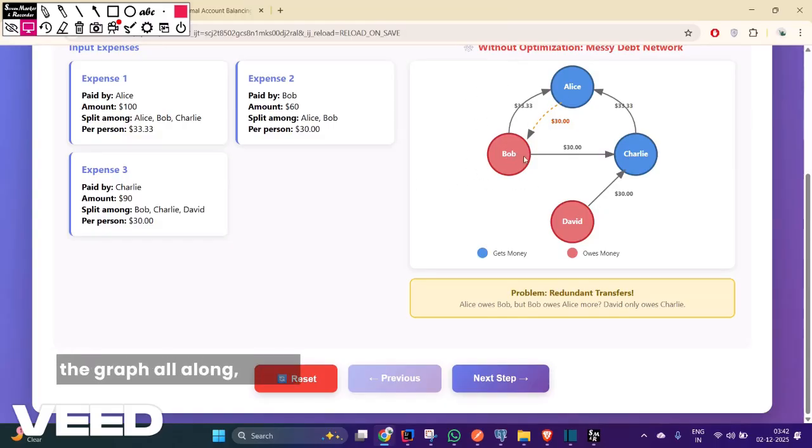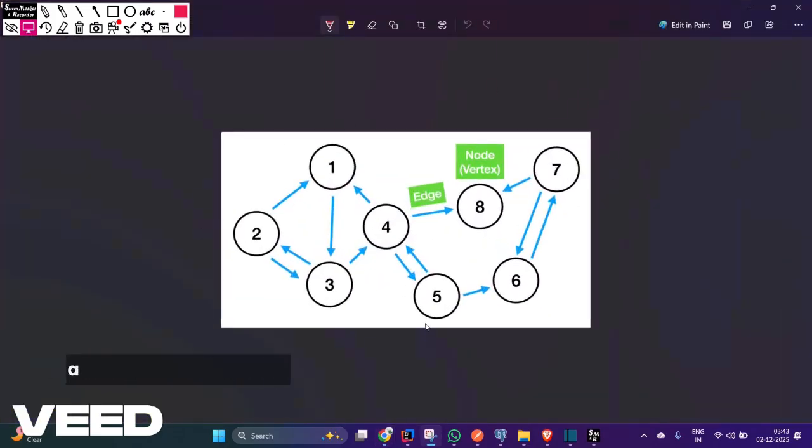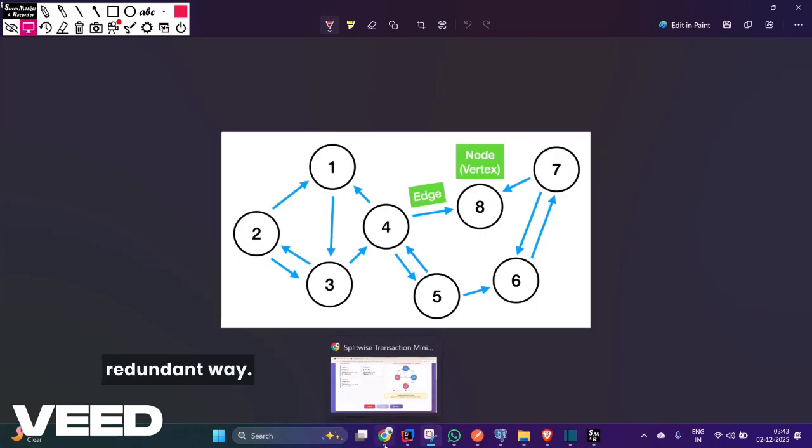graph all along, right? I will go to Bob. Hey Bob, you paid Alice 33. Alice made Bob a payment of 30. We will count that, then that, then that. So it is a very highly inefficient process, right? Let's say if my graph looks like this, it is a very complex graph. So I can't just go to each and every node and then traverse, then count. It will be a very highly redundant way, right?